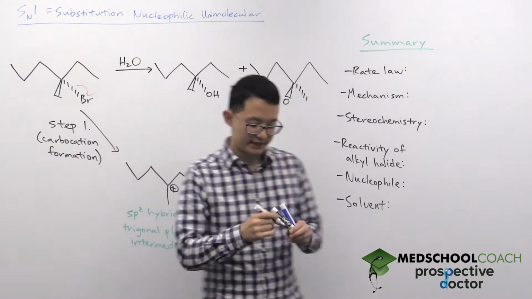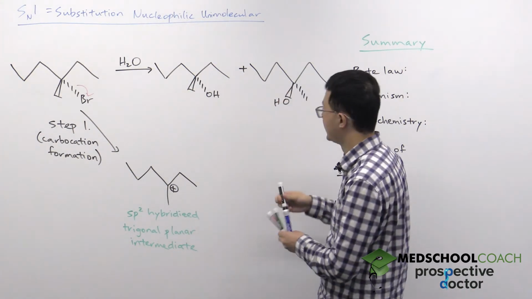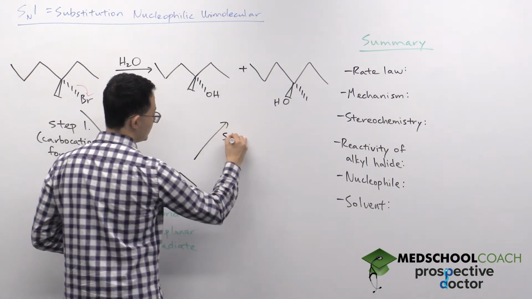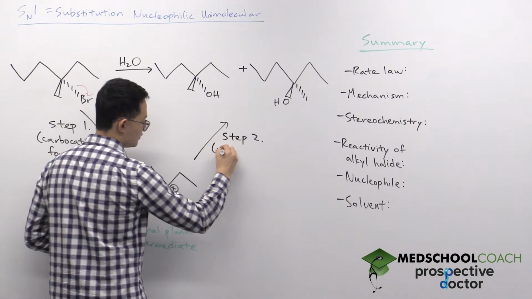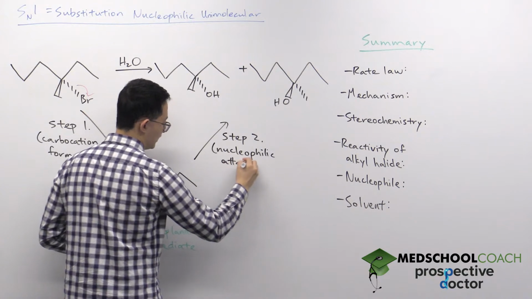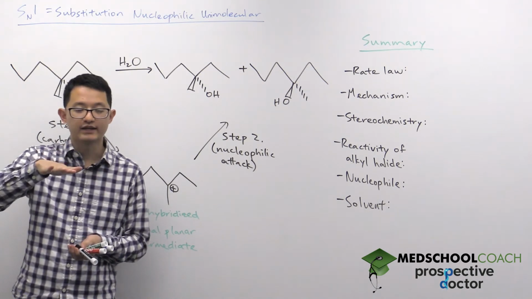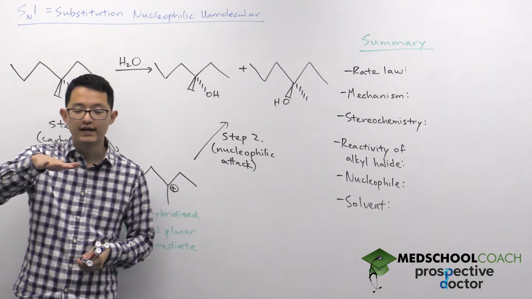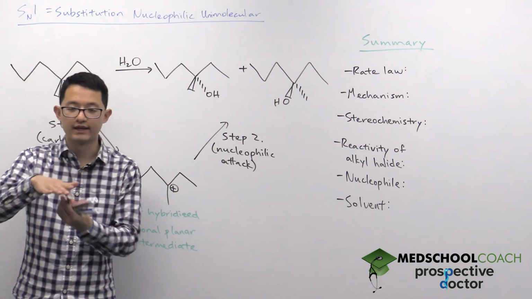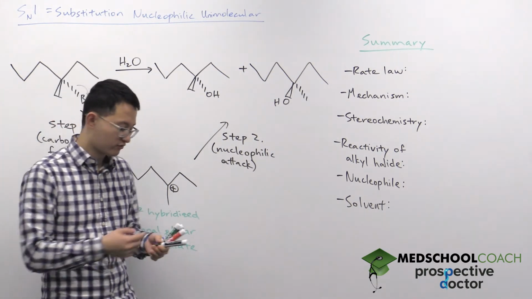The fact that the carbocation is trigonal planar is quite important for the next step of the reaction, which is the attack by the nucleophile. Step 2, nucleophilic attack. The reason why this is important is because when you have a carbocation intermediate that is trigonal planar, the nucleophile is able to attack from above the plane or attack from below the plane. And whether it attacks from above or below is going to determine the stereoisomer that is formed.